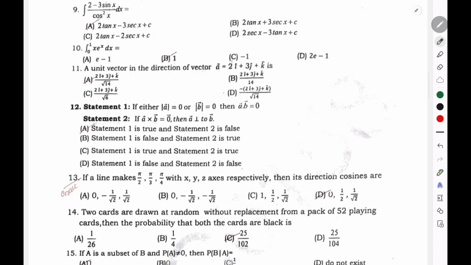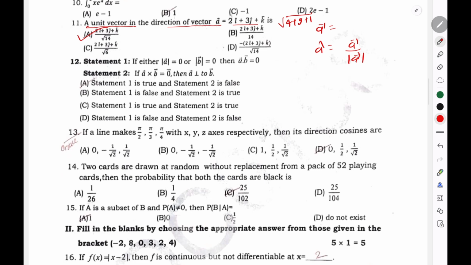Next, question number 11. The unit vector in the direction of this, so very easy. A vector is given, we need to find a cap. A cap is nothing but vector A upon mod A. So what is mod A? 2 square is 4, 3 square is 9, and 1: 4, 9, 13, 14. So (2i plus 3j plus k) upon root 14. Option A is correct.